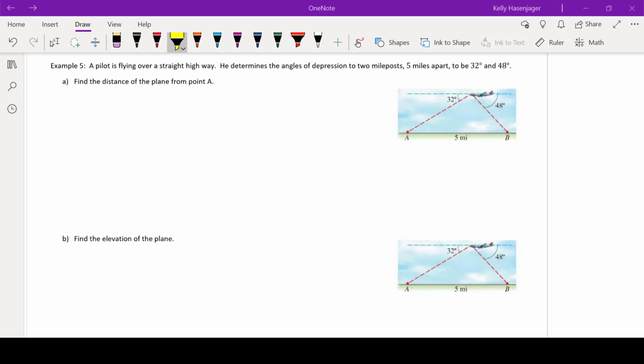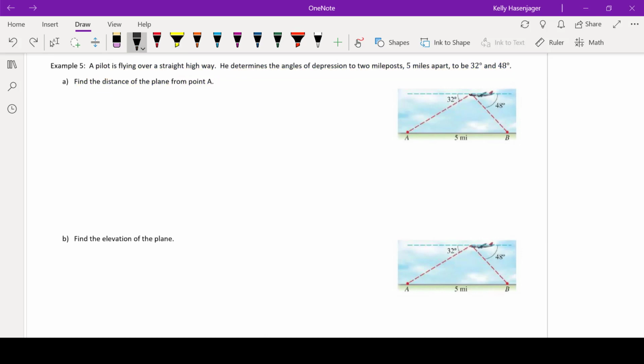Hi everybody, we're going to go over example 5 of section 3.5, the law of sines. We have that a pilot is flying over a straight highway. He determines the angles of depression to two mileposts, 5 miles apart, to be 32 degrees and 48 degrees. We're asked to find the distance of the plane from point A.